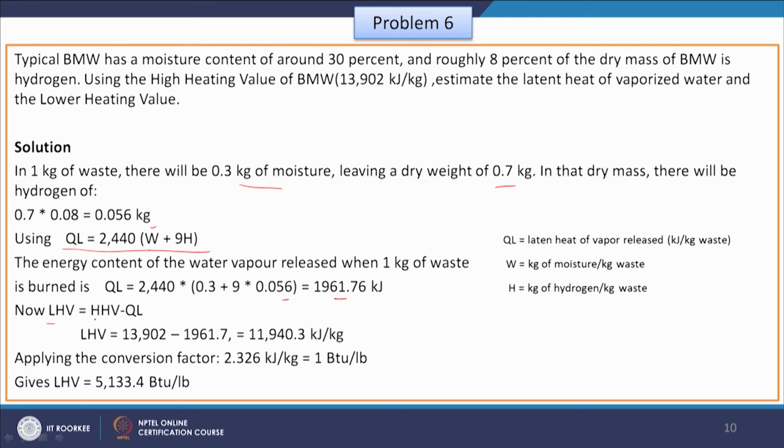Lower heating value is equal to HHV minus QL. HHV is given, that is 13902, minus this QL. So, that is equal to 11,940.3 kilojoule per kg. Applying the conversion factor, 2.326 kilojoule per kg equals 1 BTU per pound, the LHV equals 5133.4 BTU per lb. So, this is the solution of this problem.